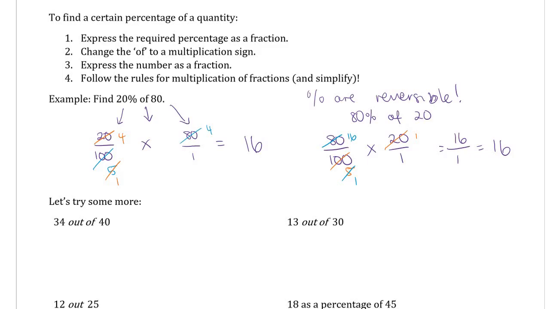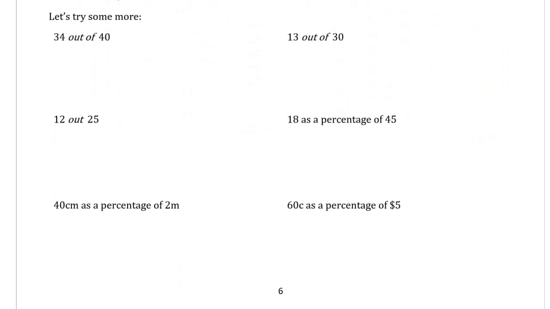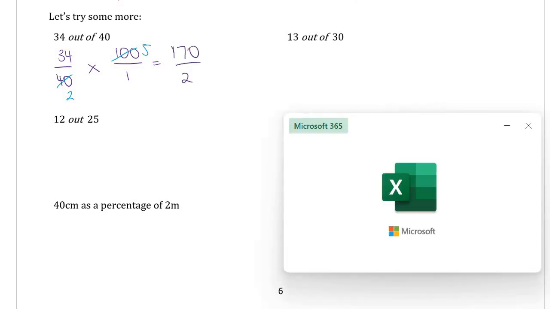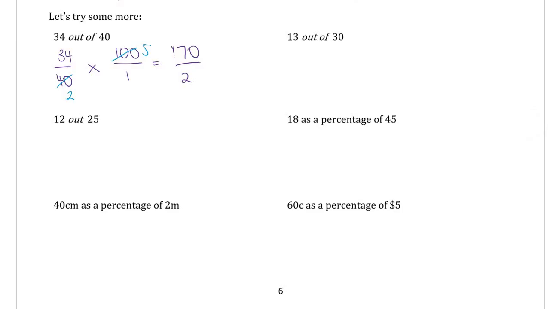All right. Now, feel free to pause the video here to work through these problems, but I'll also go through them. Now, 34 out of 40 as a percentage, I'm going to write 34 out of 40 as a fraction, multiplied by 100 over 1. We'll do some cross-cancelling here, divide those both by 20, and I have 34 times 5, which is 170 over 2, and 170 divided by 2 is 85%. Okay, so that is 85%.